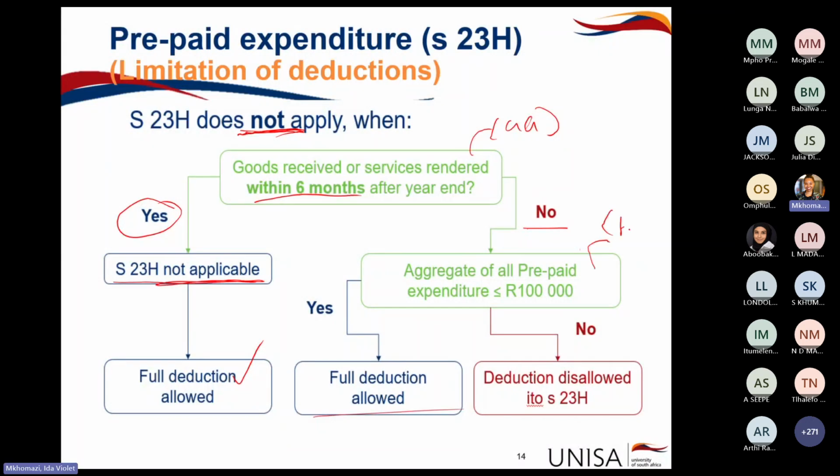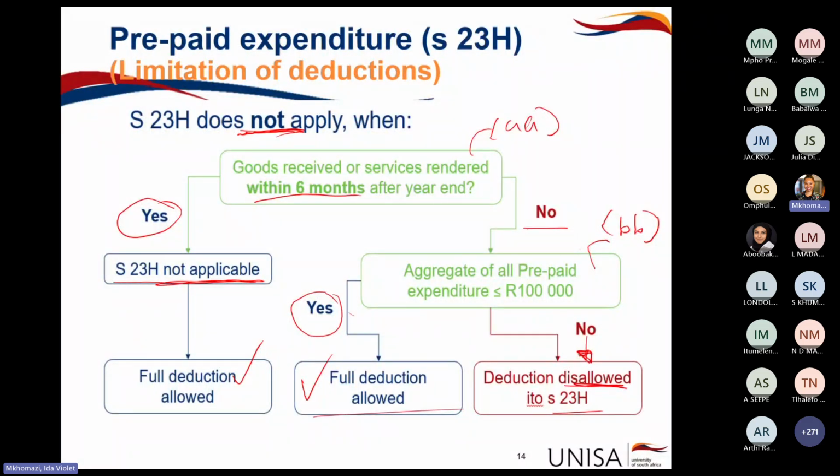then consider Proviso BB. Proviso BB says to look at the aggregate of all the prepaid expenses and determine whether they are less than 100,000 or not. If they are less than 100,000, then you can get a full deduction. If, however, the amounts incurred are above 100,000, then you have a limit, and you can only deduct what you incurred in that specific year of assessment. The remainder will get disallowed in terms of Section 23H.